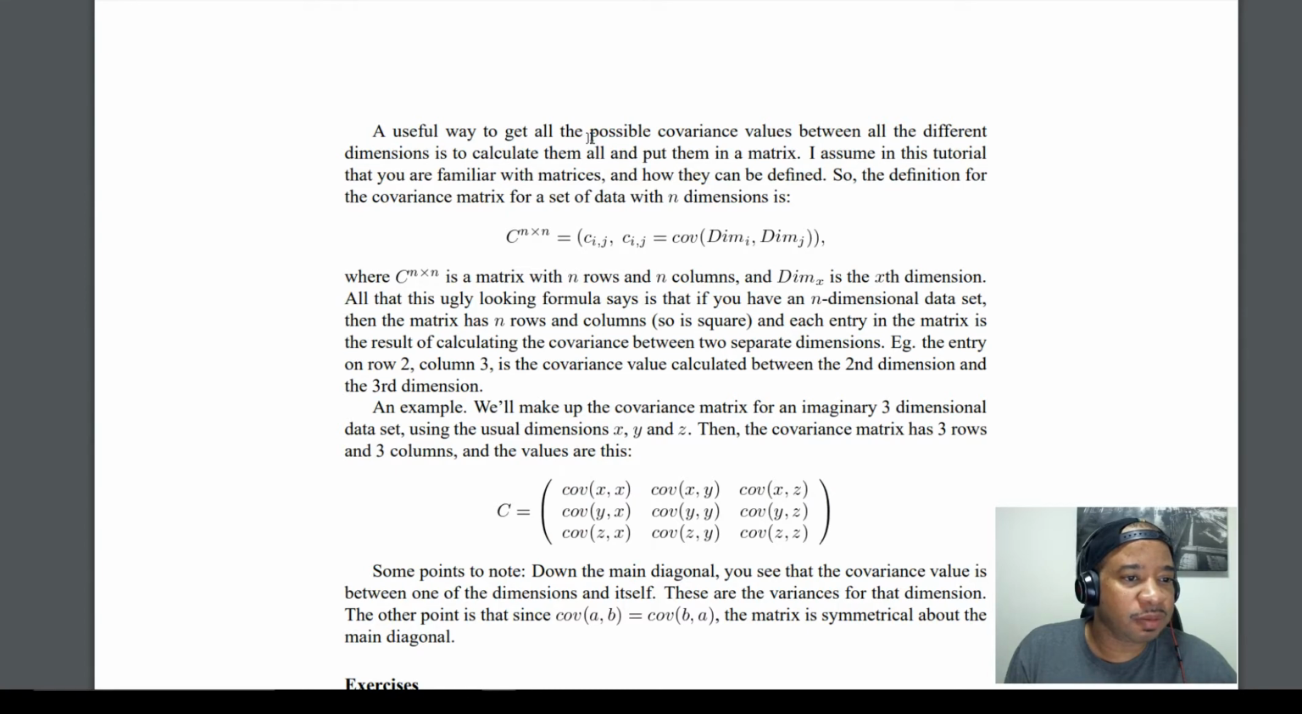A useful way to get all the possible covariance values between all the different dimensions is to calculate them all and put them in a matrix. I assume in this tutorial that you are familiar with matrices and how they can be defined. So the definition for the covariance matrix for a set of data with n dimensions is C m by n. Okay, let's just read it out. So C m by n is equal to Cij, where Cij is equal to the covariance of dimension i and dimension j.